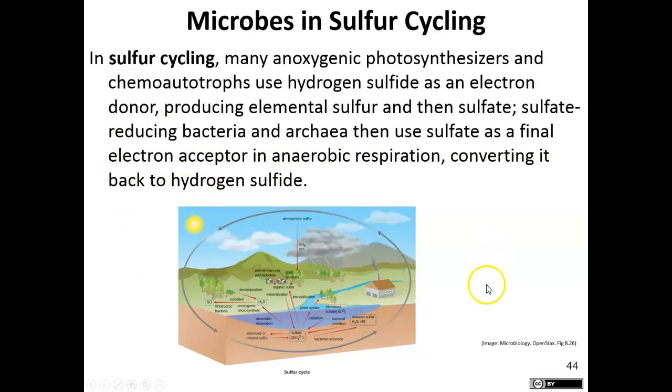And then we have a sulfur cycle. So sulfur is used oftentimes in anoxygenic photosynthesis as the hydrogen donor. So we can use hydrogen sulfide as an electron donor. This produces elemental sulfur that can then be converted into sulfate by sulfate-reducing bacteria. They're going to use these sulfates as a final electron acceptor in an anaerobic process, and they can convert it back to hydrogen sulfide.